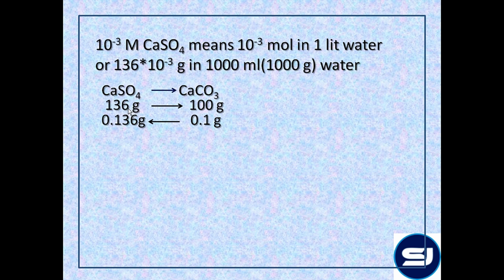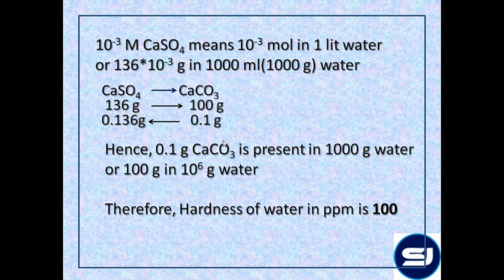So 1 mole of CaSO4 is equivalent to 1 mole of CaCO3. That's why 136 gram is equivalent to 100 grams. So 0.136 gram would be equivalent to 0.1 gram. Hence, we can say that 0.1 gram of CaCO3 is present in 1000 gram of water.